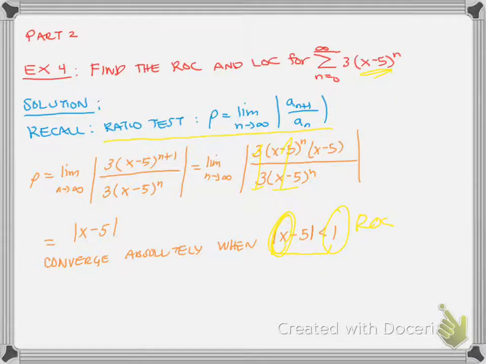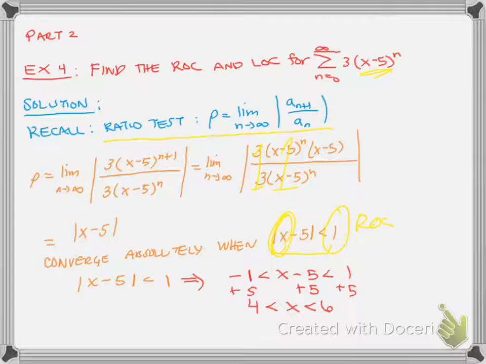So to figure out our interval of convergence, we have the absolute value of x minus 5 is less than 1. By definition of absolute value, that means -1 is less than x minus 5 is less than 1. If we add 5 to everything, we get 4 is less than x is less than 6. So x is between 4 and 6. So this is our interval of convergence.